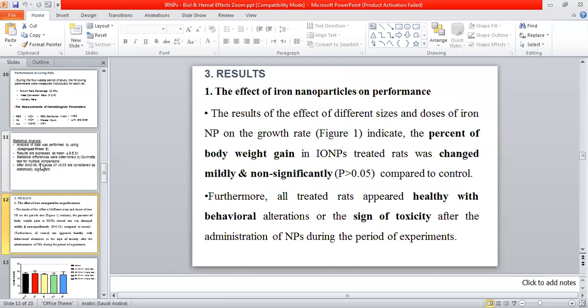With respect to the results, you can see that the effect of different doses and sizes of nanoparticles on the performance of the rats showed that the percent of body weight gain in iron-treated rats was not changed. The change was only mild and insignificant, P was greater than 0.05 as compared with the control. In addition, during the experimental period of 4 weeks, the animals were healthy and showed no behavioral change or any sign of toxicity.